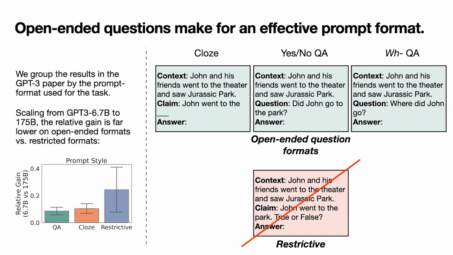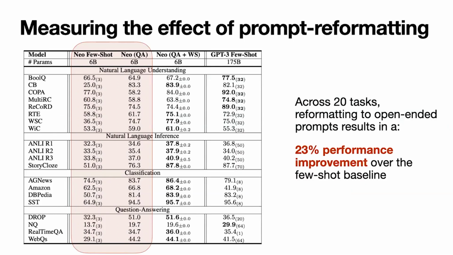On the left, we group the results from the GPT-3 paper by the prompt format they used for the task, including two types of open-ended formats, namely QA and close, and then the restrictive formats. The results show the performance improvements that are reaped when we use a 175 billion parameter model instead of the 6 billion parameter model. The gaps between the small and large models are far lower on close and QA, open-ended formats, in comparison to the restricted category, suggesting language models are trained in a manner that leads them to be effective on open-ended prompt formats. In evaluations across 20 tasks, reformatting the prompts leads to a 23% improvement over the baseline prompting method when using a 6 billion parameter open source model.